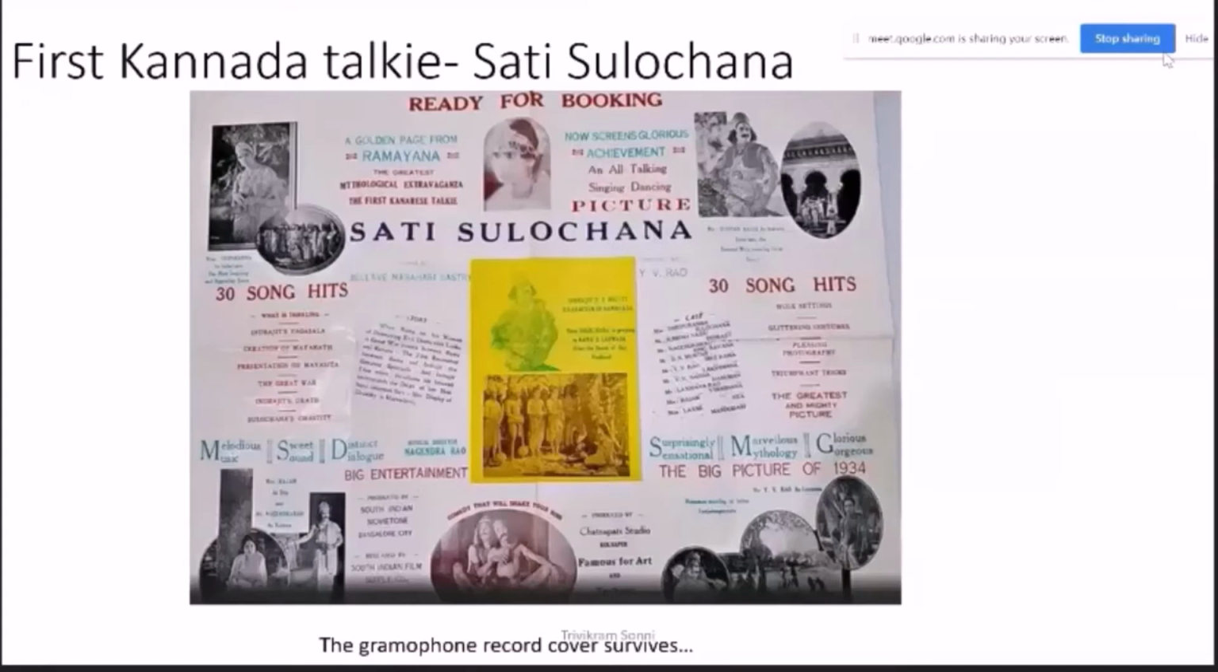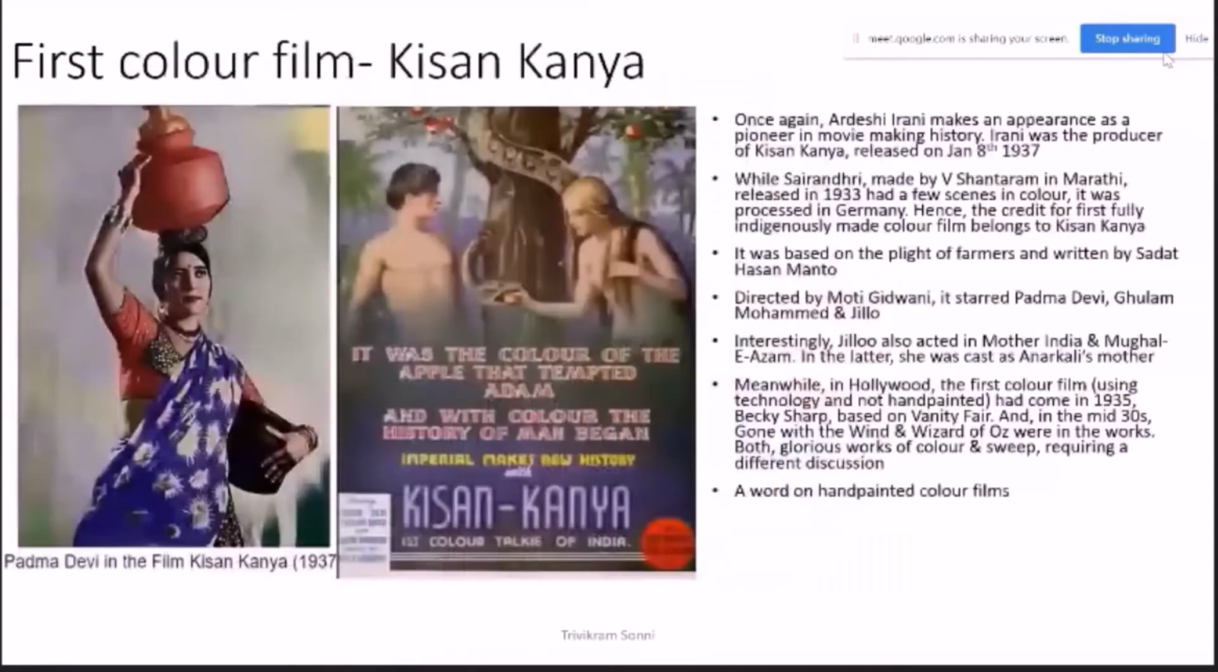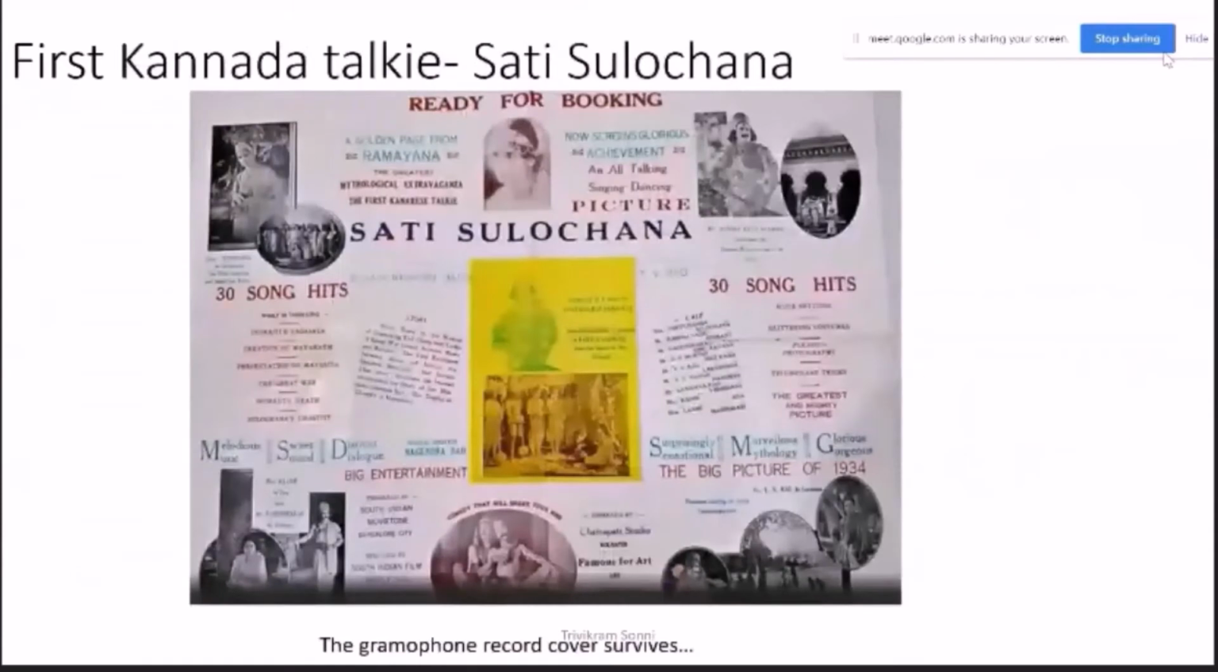They talk about it, but it's a lost film. We don't have any negatives of this, no clips, nothing exists. No Alamara, no Satyasulochana. This tells us how we treat our heritage, with such callousness. We don't look at it as having historical value. That is the tragedy here.